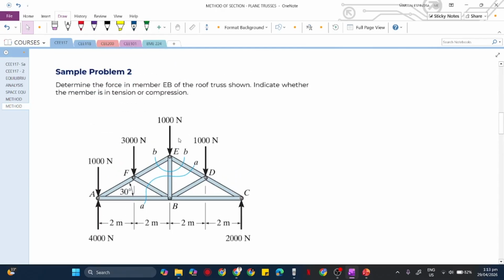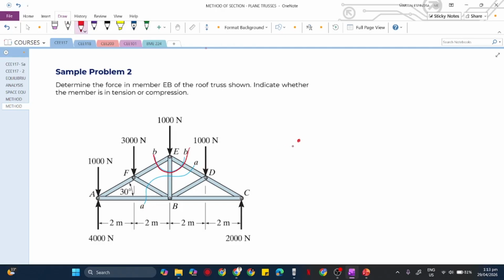Okay, let's continue. Sample problem 2. Determine the force in member EB. This is member EB; we get the force here. Of the roof truss shown, indicate whether the member is in tension or compression. As you can see, we have two possible cuts, and this one works, because if we cut here, this will be our free body diagram.